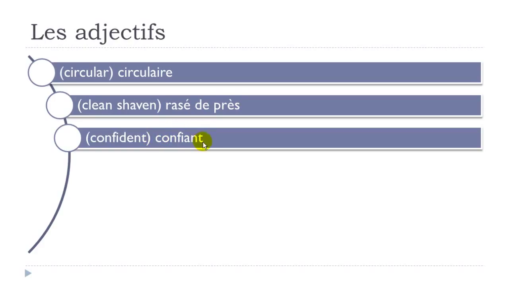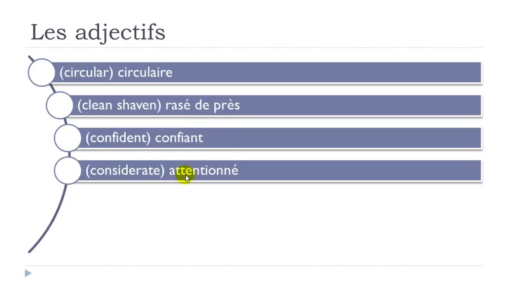Confiant, okay, final T not pronounced, so O-N, on, I-A-N, ian, confiant, confiant. Attentionné, okay, at the end you've got this E accent aigu, so et, a, temps, so remember, E-N, en, temps, sionné, attentionné.